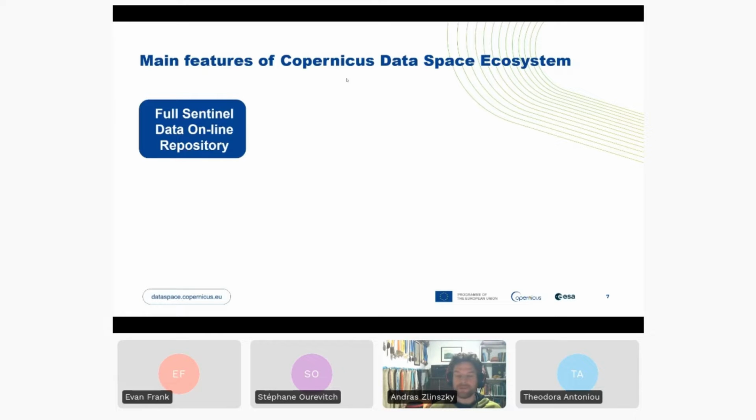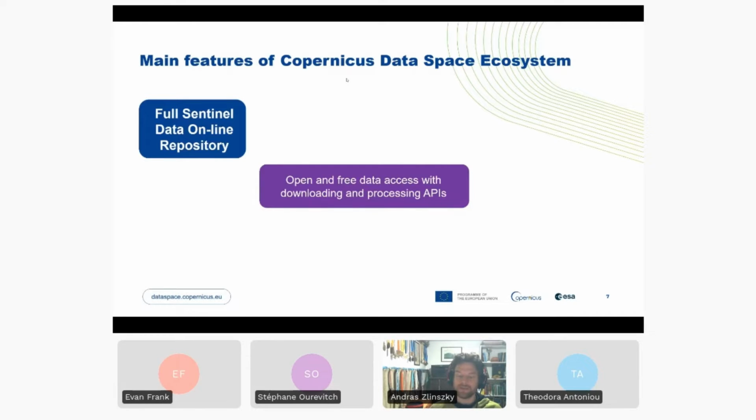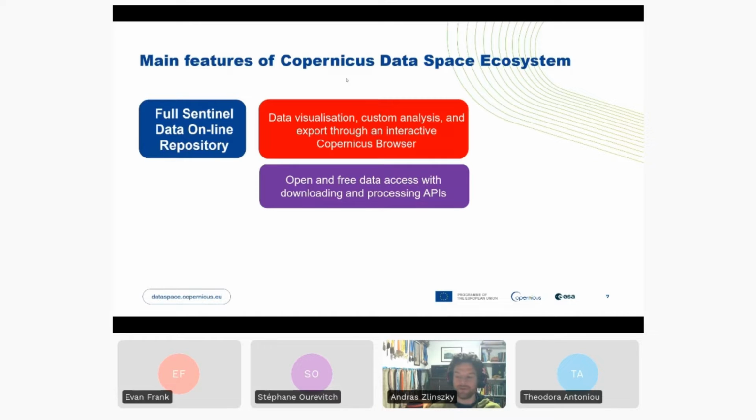So at the core of Copernicus Data Space Ecosystem, of course, we have the Sentinel data online repository. This is where the data is stored. This is where the data comes from and can be accessed. But instead of simply downloading the data, now we have these downloading and processing APIs, application programming interfaces. These are the tools that enable the rest of the functionality of Copernicus Data Space Ecosystem to work.